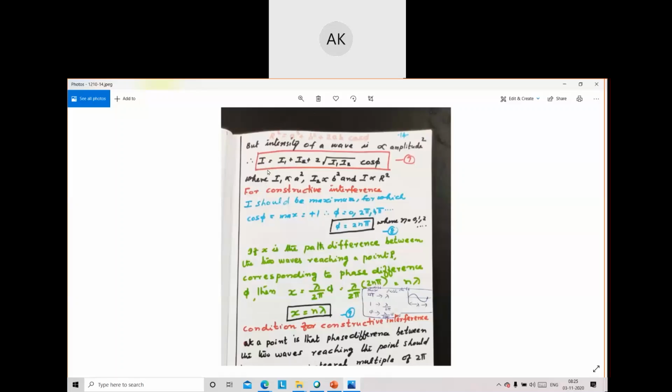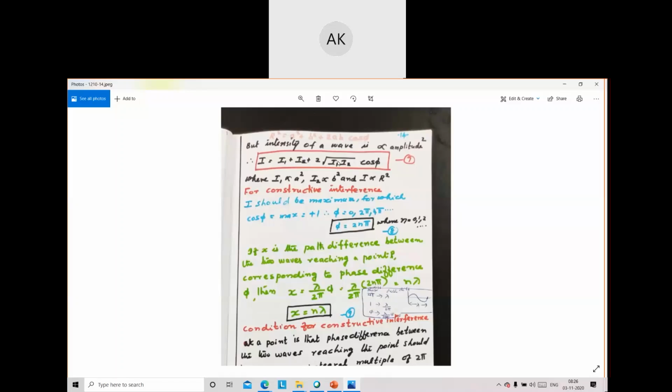So the resultant intensity of the wave after superposition, I, is equal to I1 plus I2 plus 2 root I1 I2 cos phi, where I1 is proportional to A square, I2 is proportional to B square and I is proportional to R square. For constructive interference, I should be maximum. So after obtaining this condition, for constructive interference, the intensity must be maximum. Constructive means maximum amplitude, so intensity will be maximum.